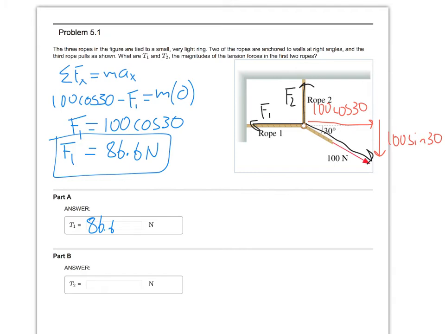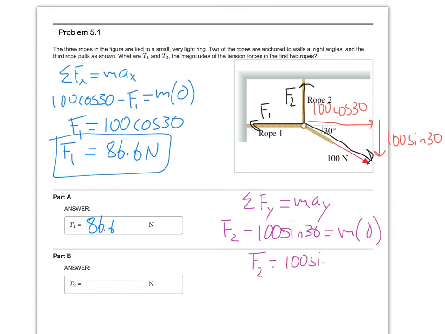Moving on to part B, I'm going to set up my F equals ma in the y direction now. I'll set that up down here. In the y direction, we have this F2 minus 100 times sine of 30, and that's equal to the mass of the object. Acceleration, once again, is 0 because the ring itself is not moving. And so F2 equals 100 sine of 30, which means that F2 is 50 newtons. And there's my answer to part B.